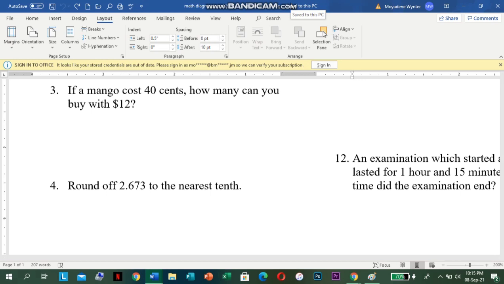Now, one mango costs 40 cents, and the question is asking how many mangoes we can buy with $12. All right. Now, if you notice, there are two different units. We have cents and we have dollar. We have cents, 40 cents, and $12. So in order to work out this maths, we have to get the units to be the same. In other words, we have to convert.